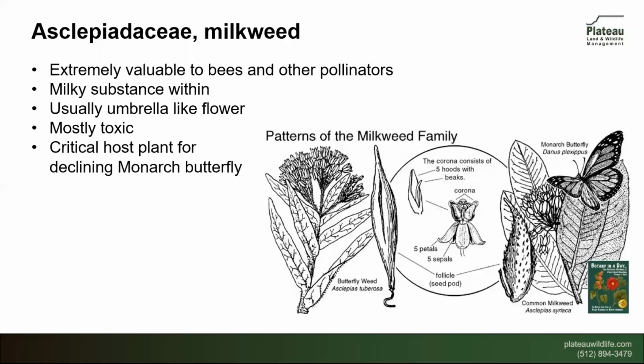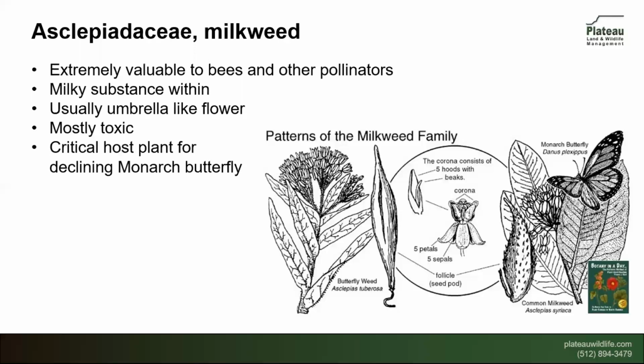Milkweeds, of course, have that milky substance inside them. If you break them open, you've got that milky sap. They are toxic. That's why those milkweed butterflies like them. Their caterpillars feed on the leaves and pick up a nasty taste, and so predators learn to avoid them. And so that's why they're really important to that group of butterflies, at least. And they're used by a lot of pollinators, not just those milkweed butterflies, but they're host plants for those butterflies, for the caterpillars to feed on.